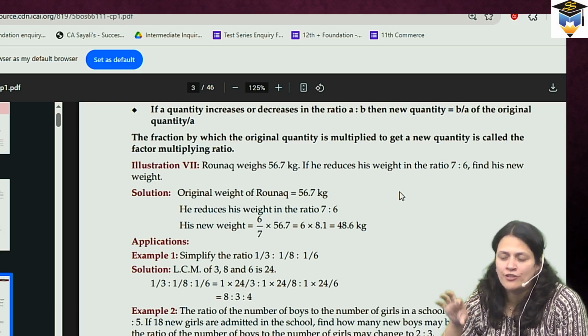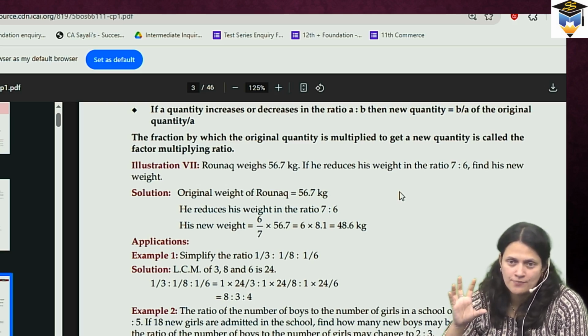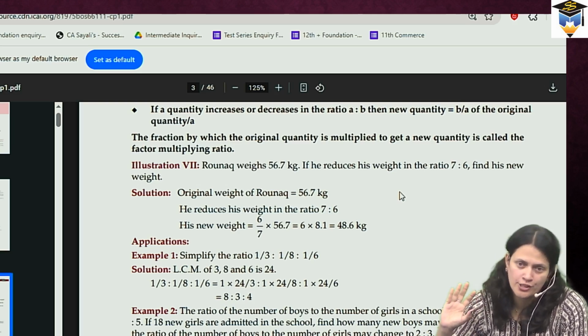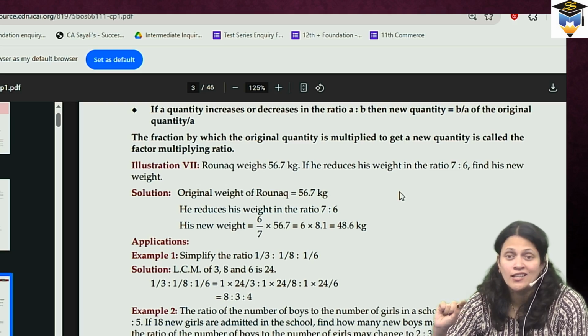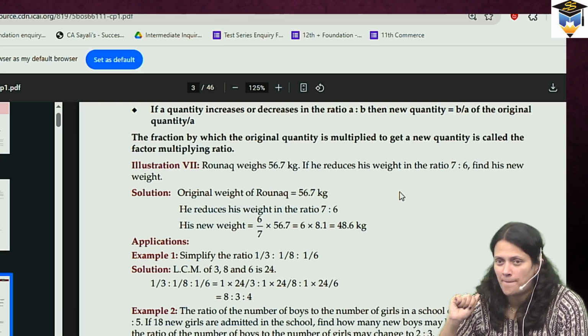Now, if you observe here in this particular example, Raunak's weight was given to us and then they have told us that he is reducing his weight. But instead of this, if I write Raunak weighs 56.7 kg, if he increases his weight in the ratio 7:6, then what will you do? How will you find out his new weight? What will you divide?